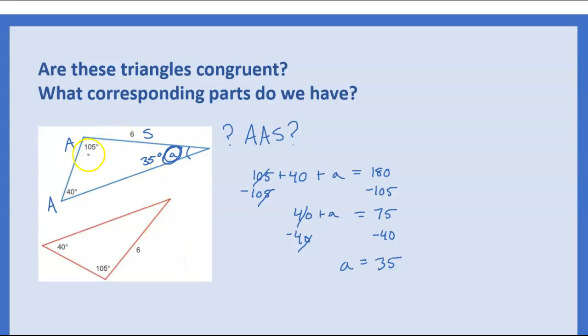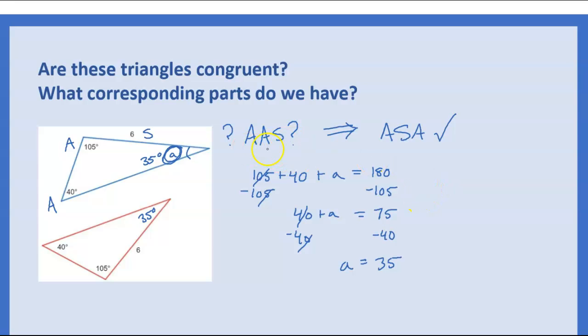But look at this now. Since these are the same measures, that means this one's going to be 35 degrees as well. And now we have angle, side, angle. This is the included side between these two angles. Down here we also have angle, included side, angle. So we already have now ASA, which we know is a valid congruence postulate.